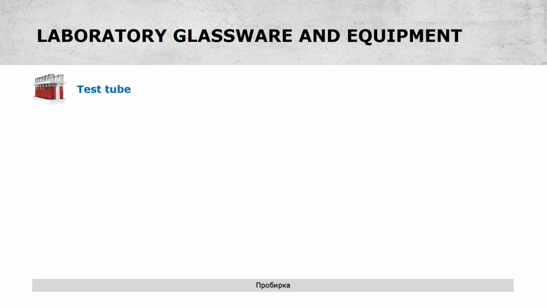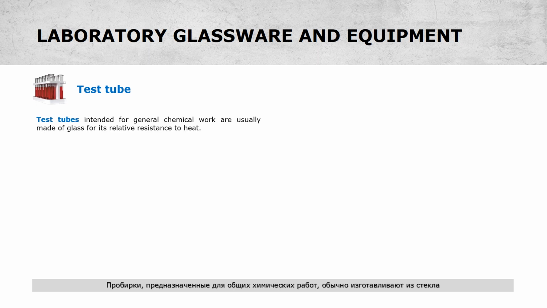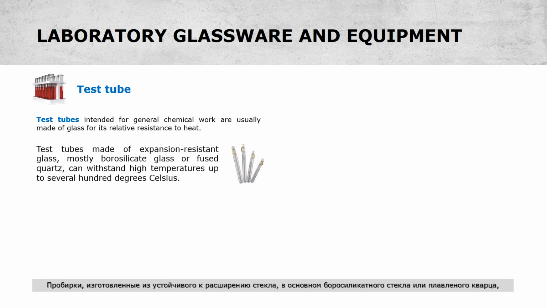Test tube. Test tubes intended for general chemical work are usually made of glass, for its relative resistance to heat. Test tubes made of expansion-resistant glass, mostly borosilicate glass or fused quartz, can withstand high temperatures up to several hundred degrees Celsius.